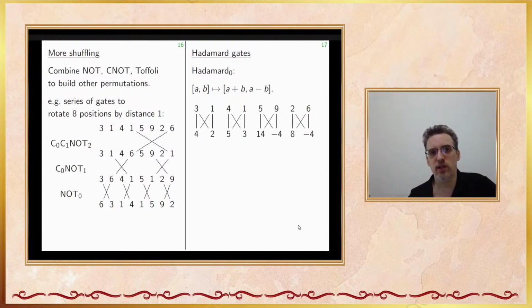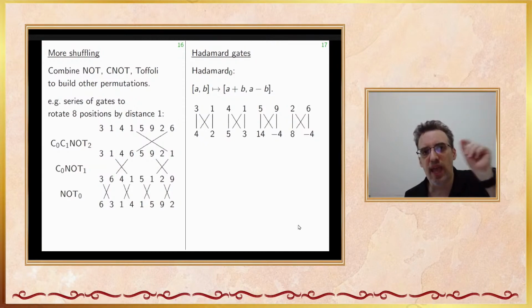So what is the Hadamard gate? Hadamard 0, again, Hadamard 0, 1, 2, 3, up through n minus 1 if you have n qubits. Hadamard 0 is just taking two numbers a and b, and it's not flipping them, it's doing add and subtract. So it takes a and b, turns them into a plus b and a minus b.